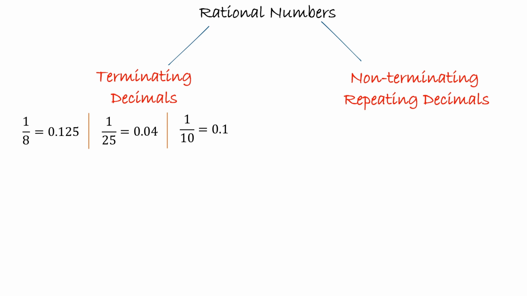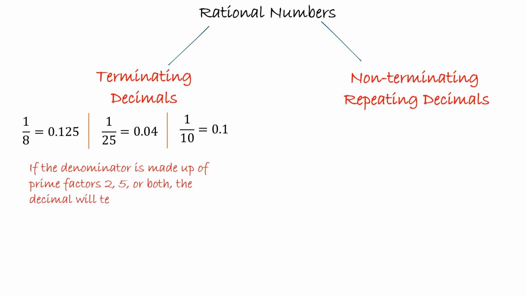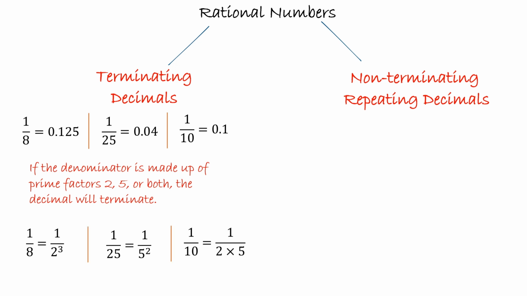To check whether the decimal will terminate or not, the rule is simple. If the denominator is made up of prime factors 2, 5, or both, the decimal will terminate. 8 has only 2 as a prime factor, 25 has only 5, and 10 has both 2 and 5. Therefore, their decimal expansions terminate after a finite number of digits.